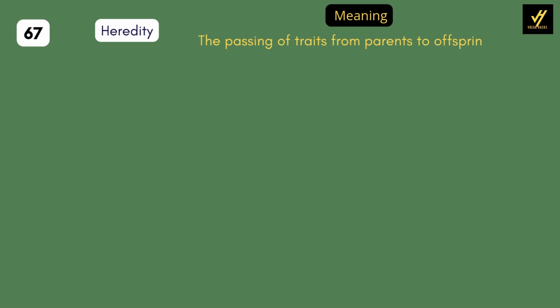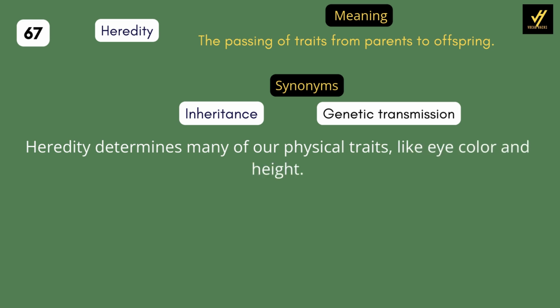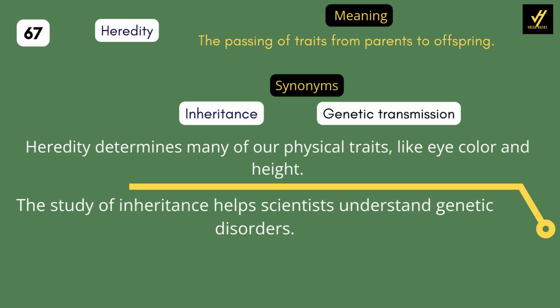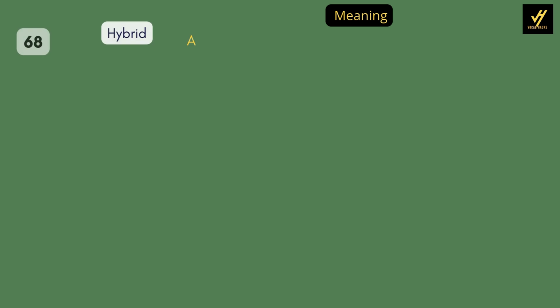Heredity, the passing of traits from parents to offspring. Inheritance, genetic transmission. Heredity determines many of our physical traits, like eye color and height. The study of inheritance helps scientists understand genetic disorders. Through genetic transmission, certain characteristics are preserved in families across generations.